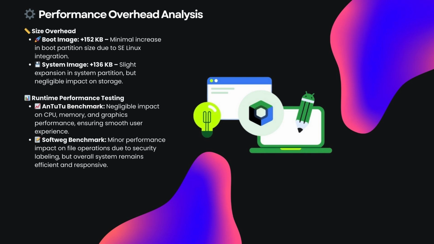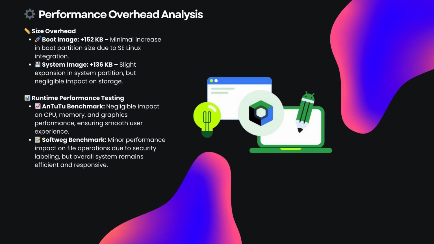Moving on to the runtime performance, testing on the Antutu benchmark shows that SE Android has a negligible impact on CPU, memory, and graphics performance, meaning your user experience remains smooth even with the added security layer. In terms of file operations, the Softweg benchmark showed a minor performance impact due to security labeling. However, this is minimal and the system overall remains responsive and efficient despite the added security measures.